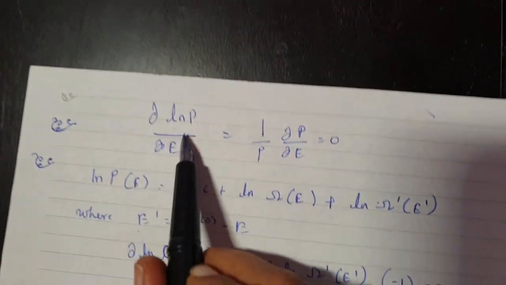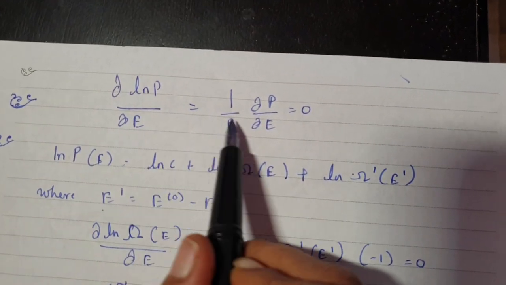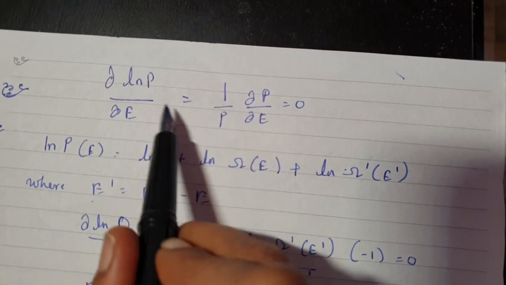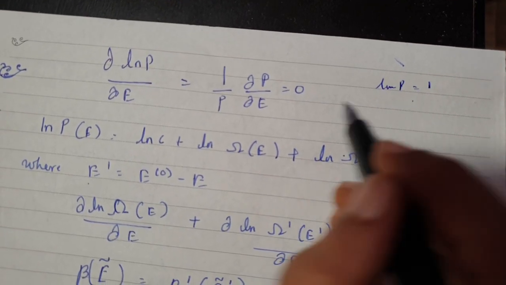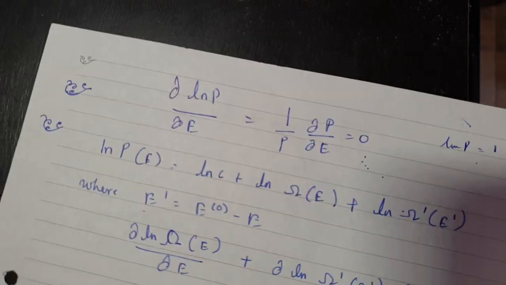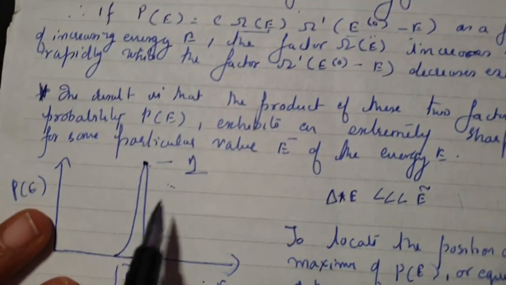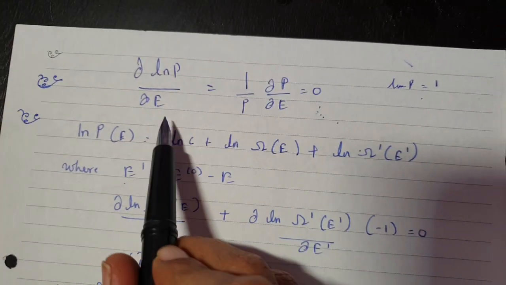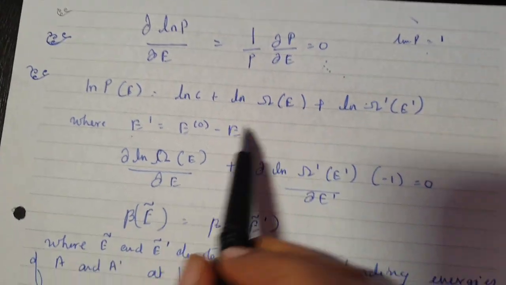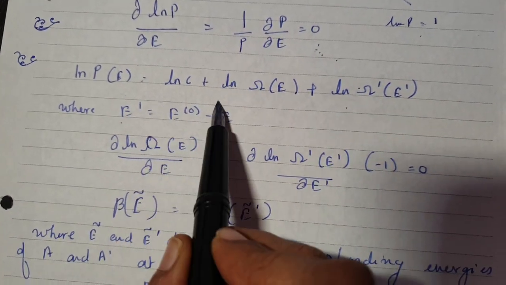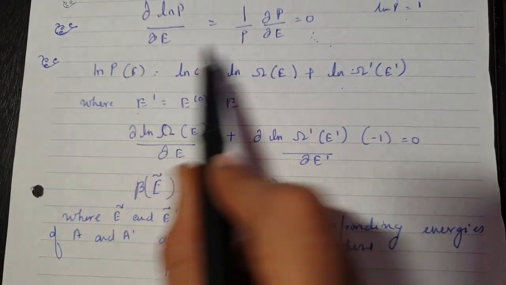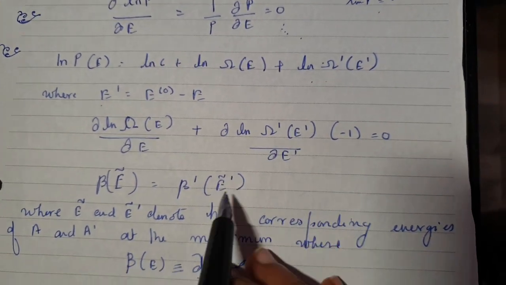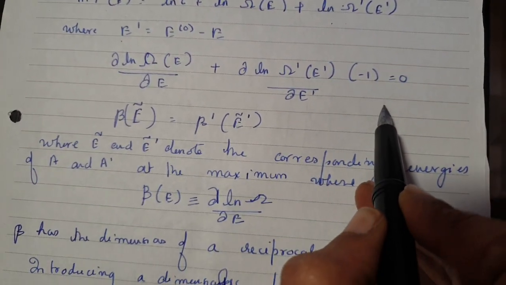When you take the logarithm, d ln P by dE is 1 by P times dP by dE. Why? Because we want P to be equal to 1, the probability should be unity. So when you take the change in that, it should be equal to 0. Now from our previous equation of probability, including the constants and accessible states, when you substitute the value of ln P here, you come to this factor.